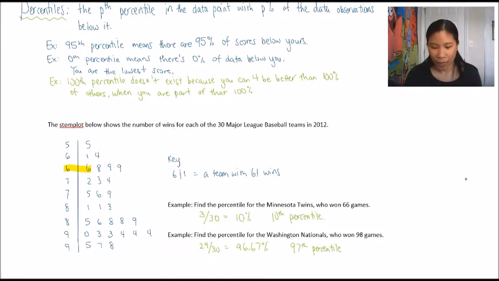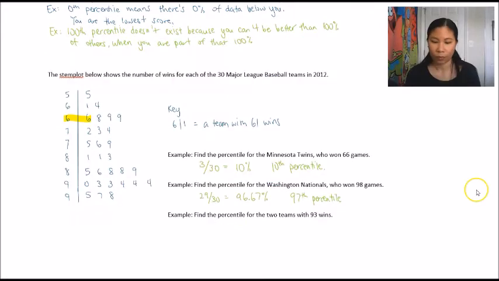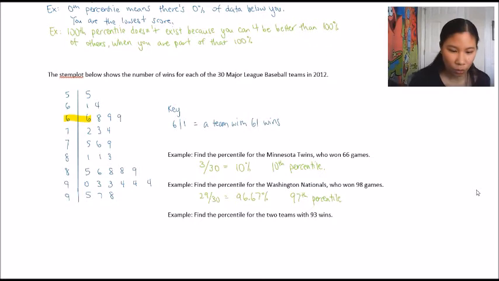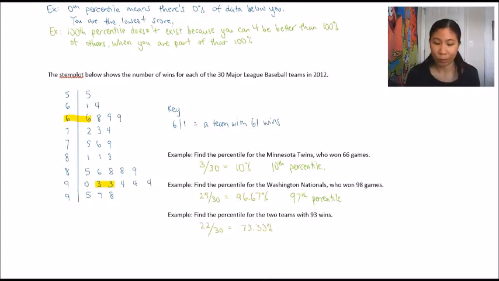Okay, and then let's do one more example. For this one, I want to find the percentile for the 2 teams with 93 wins. As you can see in the data set, there are 2 different 93s. So because of that, we only count the ones that are below both of them. So that would be 22 teams below them. So there are 22 data points below 93, from 90 downwards. Then dividing that by 30 total gives us 73.33%. So that would be the 73rd percentile.